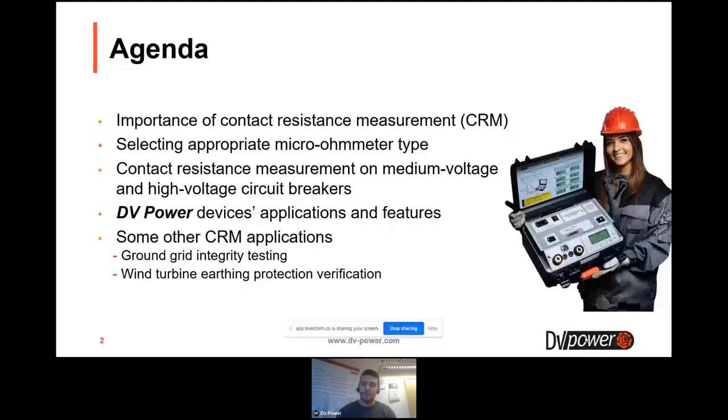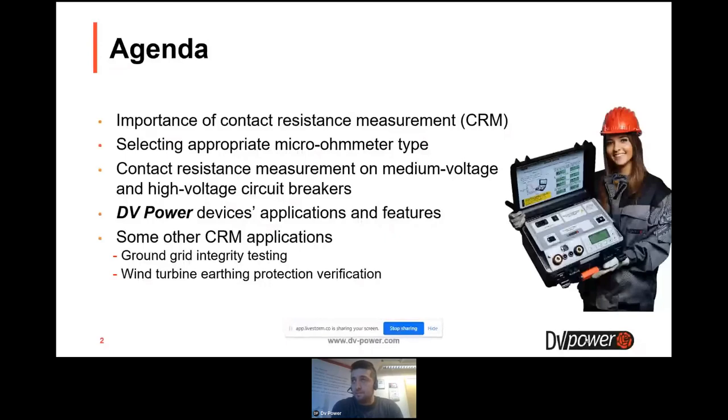Of course, then one chapter will be about medium and high voltage circuit breaker testing. Of course, this is not a marketing presentation. This is mostly a technical presentation, but we will mention DB Power devices and applications, of course. And as I already said, some interesting applications for CRM tests, such as ground grid integrity testing, wind turbine earthing protection checking or verification.